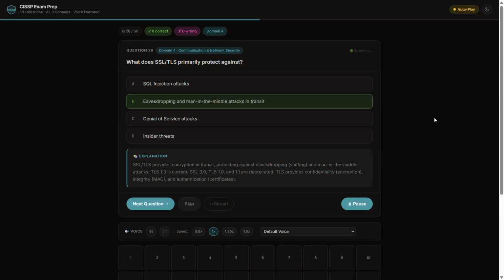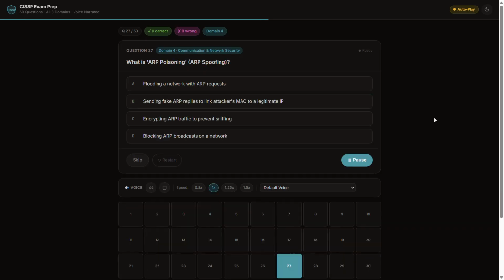Correct answer: B. SSL/TLS provides encryption in transit, protecting against eavesdropping, sniffing, and man-in-the-middle attacks. TLS 1.3 is current. SSL 3.0, TLS 1.0, and 1.1 are deprecated. TLS provides confidentiality, encryption, integrity, MAC, and authentication, certificates.